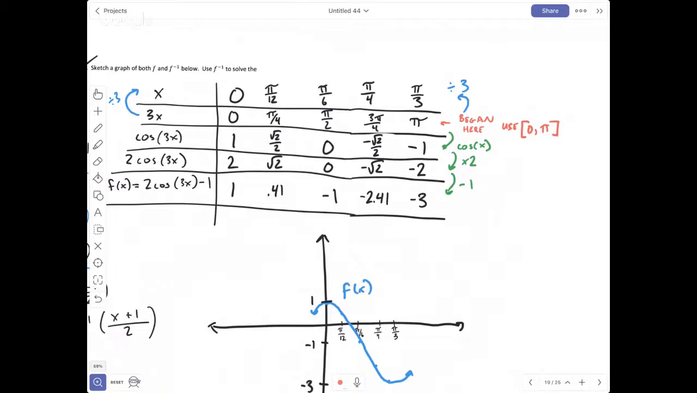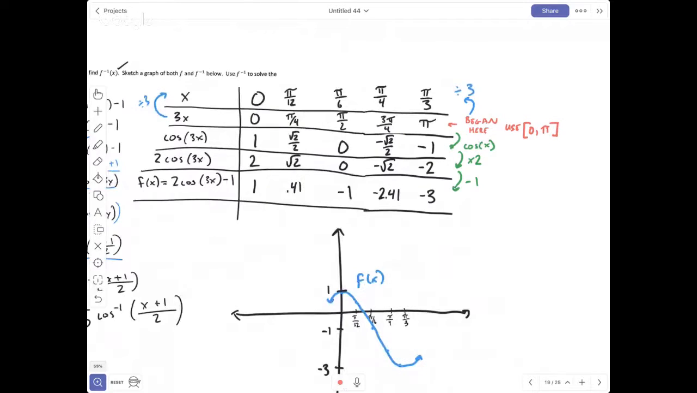Don't you do the opposite to find the table values, says Katie. I think that's a good question, Katie. Can you be a little more clear? What opposite do I need to do? I think you're saying here, this is an opposite, right? This was a 3 times x, and I divided by 3 to get back to the x value. Is that what you're pointing out, Katie?